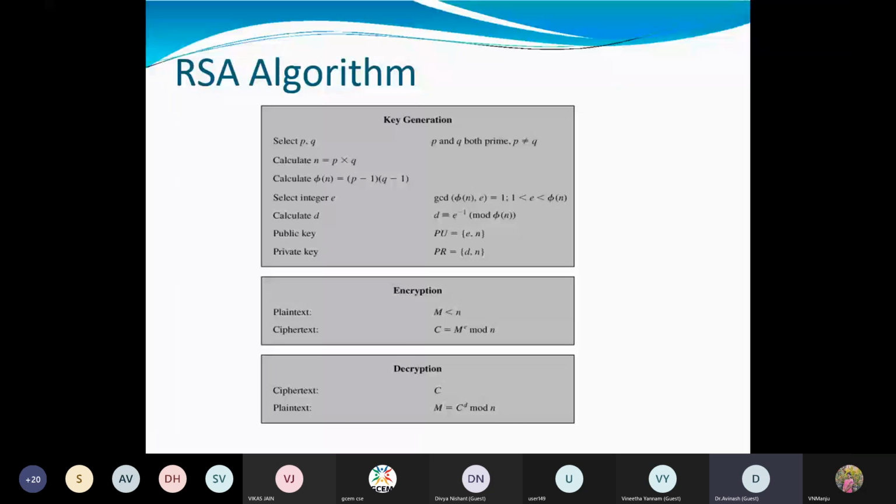We select two numbers, P and Q, and both the numbers should be prime but should not be equal. Then we calculate n is equal to p into q. Then we select an integer, then we calculate the t, and then our public key is the e comma n, that is used for the encryption. Then the value n and the private key, like that.